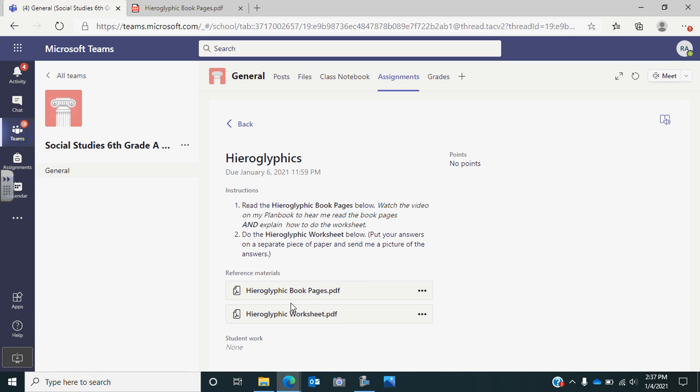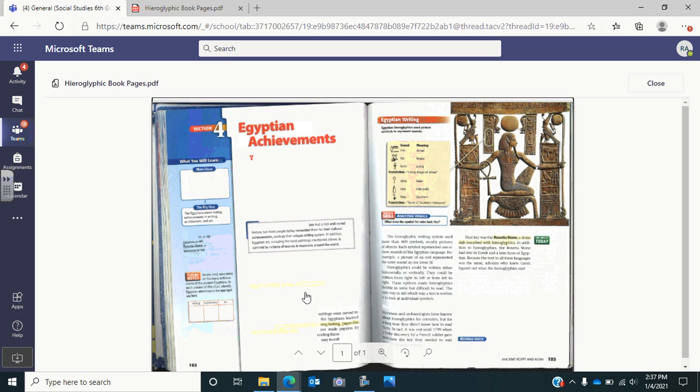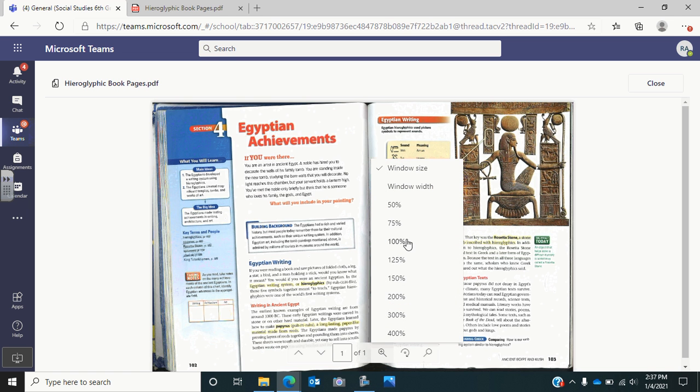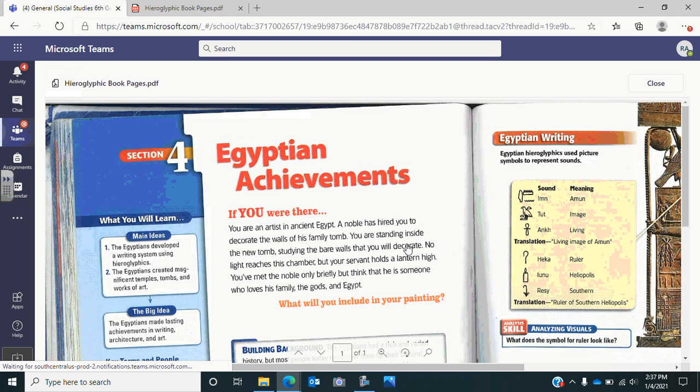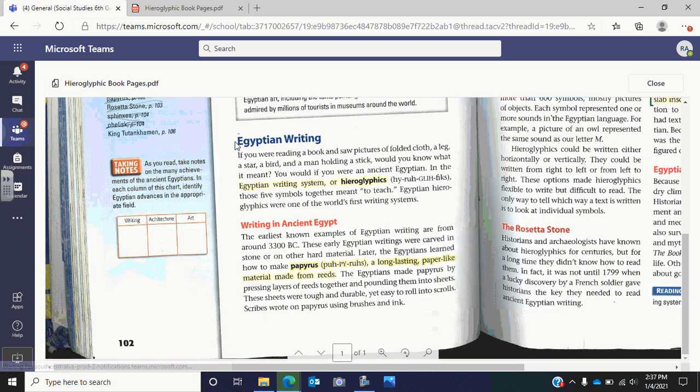So to get to book pages, you'll click Book Pages. You'll open up here. And I always like to zoom in. It just makes it a little easier to see. So we're going to read page 102 and page 103. To zoom in, you just move the mouse a little, click zoom, and I always do 100%, but whatever works for you. So we're going to go down here to where it says Egyptian writing. We're going to start reading there.